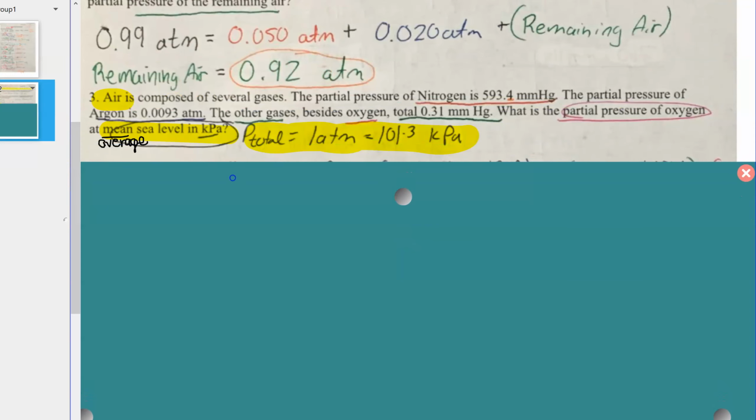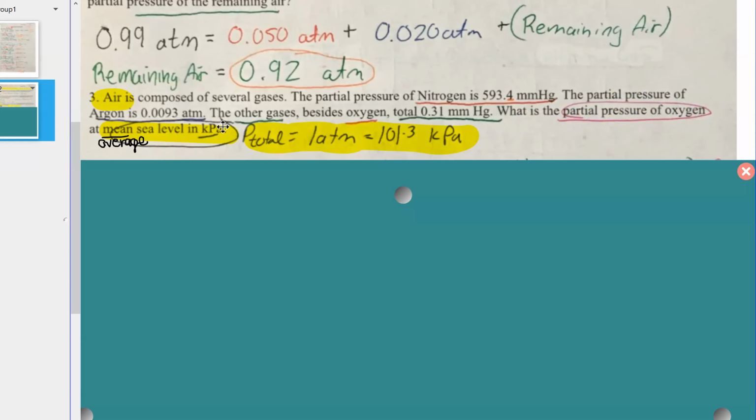Okay, number 3. Air is composed of several gases. The partial pressure of nitrogen is 593.4 millimeters of mercury. The partial pressure of argon is 0.0093 atmospheres. The other gases, besides oxygen, total 0.31 millimeters of mercury. What is the partial pressure of oxygen at mean sea level in kPa?